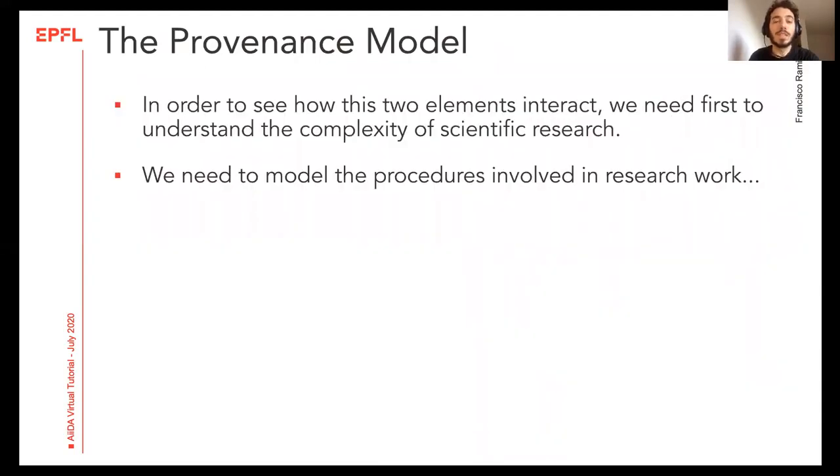And to understand this, we first need to analyze and model how is the process of doing computational research. And for this, we will use what we call a provenance model, which in this case will represent the whole process as a graph of nodes. And we will see that this representation will not only help us to understand the problem, but will also help us when we're trying to solve it.